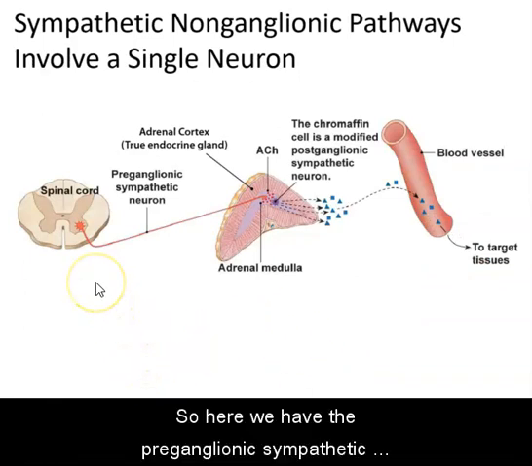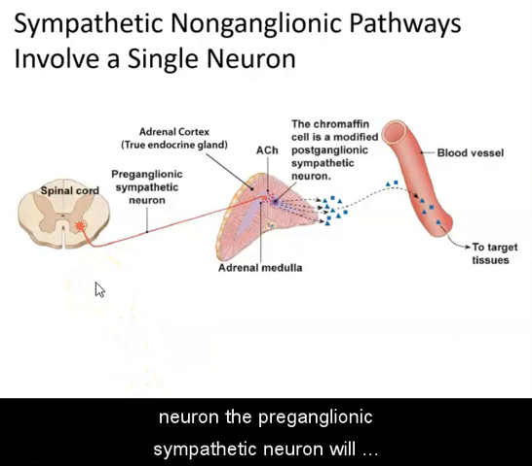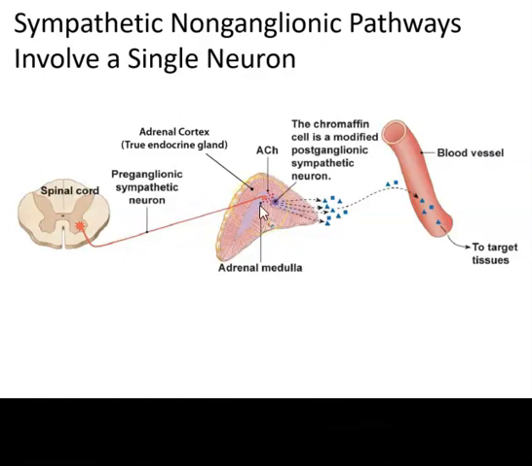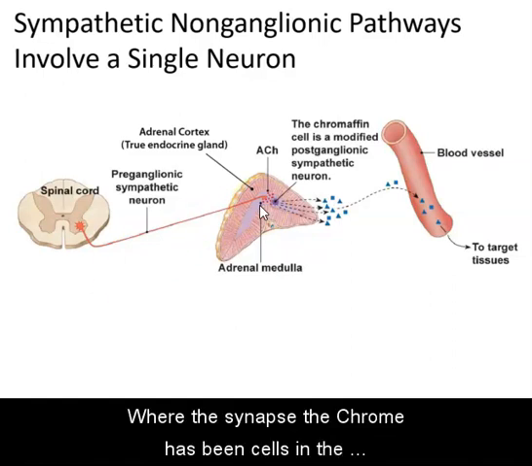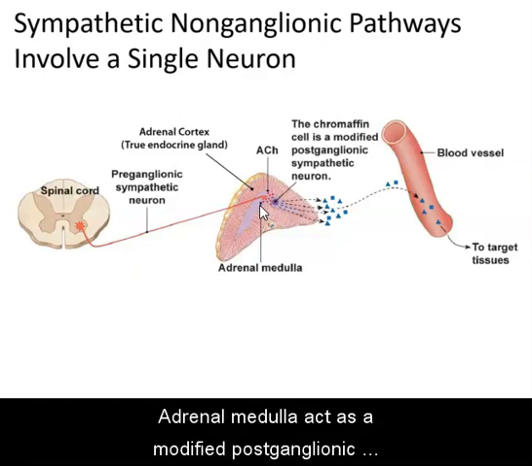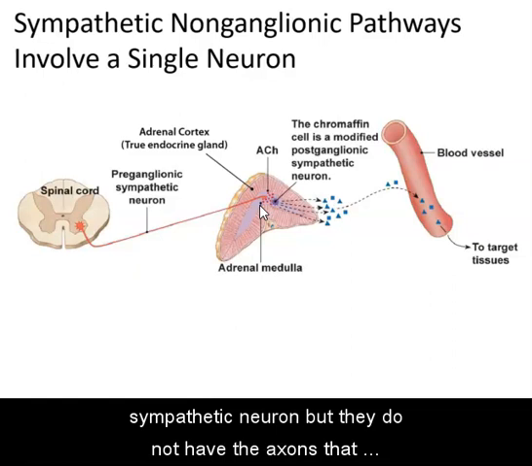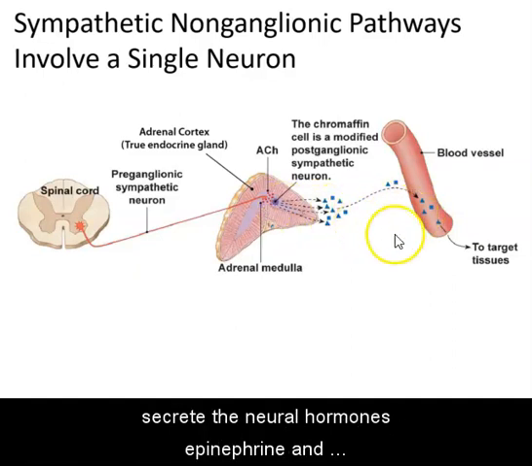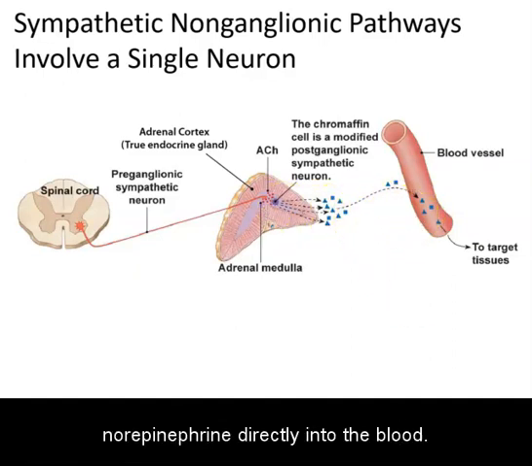So here we have the preganglionic sympathetic neuron. The preganglionic sympathetic neuron will project from the spinal cord to the adrenal medulla, where they synapse. The chromaffin cells in the adrenal medulla act as a modified postganglionic sympathetic neuron, but they do not have the axons that would normally project onto a target cell. So instead, they secrete the neurohormones epinephrine and norepinephrine directly into the blood.